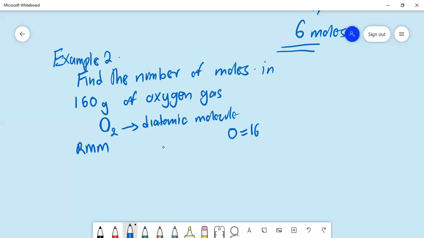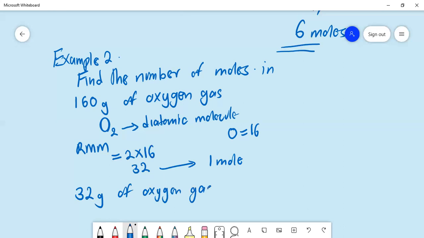This one is going to be what? 2 times 16, giving us what? 32. Not so? But we said for every relative molecular mass is in 1 what? In 1 mole. Therefore, 32 grams of oxygen gas will contain 1 mole. Are we there? Yes.